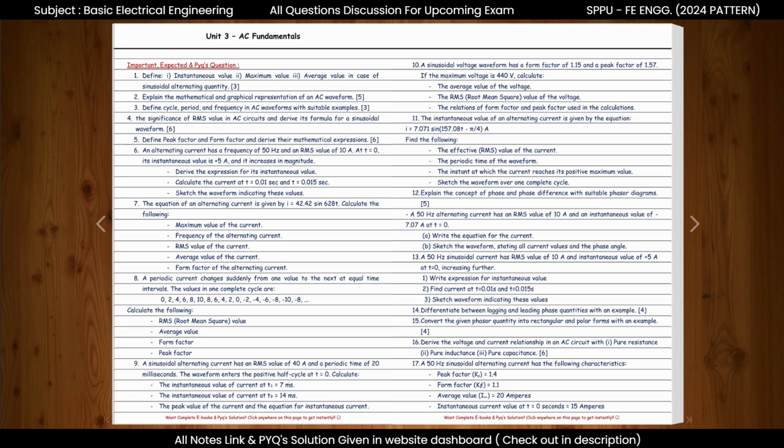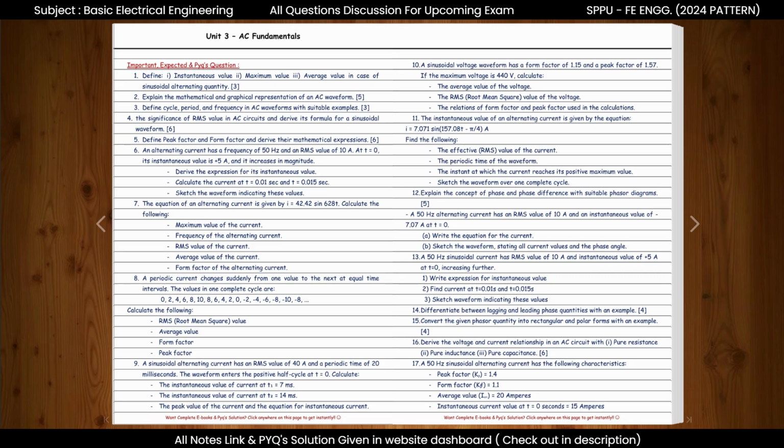From this topic, we can expect questions such as, the instantaneous value of an alternating current is given by the equation i equals 7.071 sin(157.08t minus pi by 4) amperes. Find the RMS value of the current, the periodic time of the waveform, the instant at which the current reaches its positive maximum value, and sketch the waveform over one complete cycle.